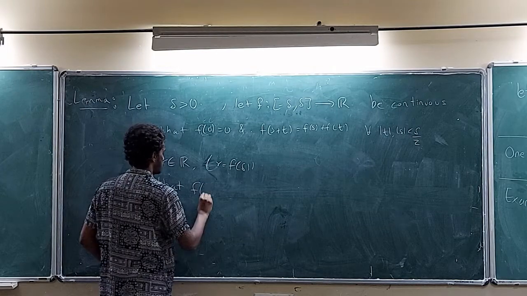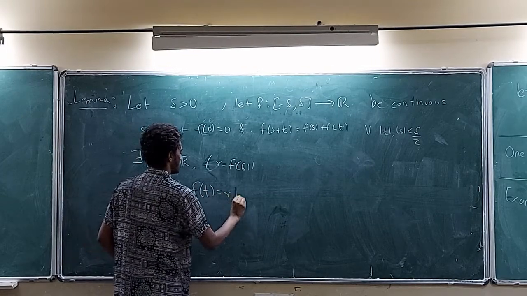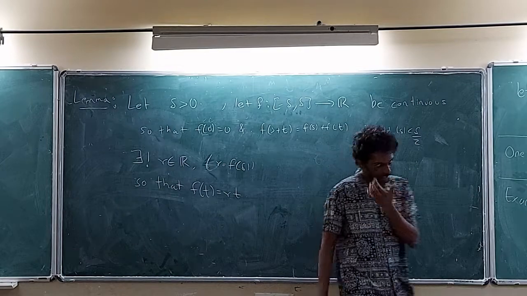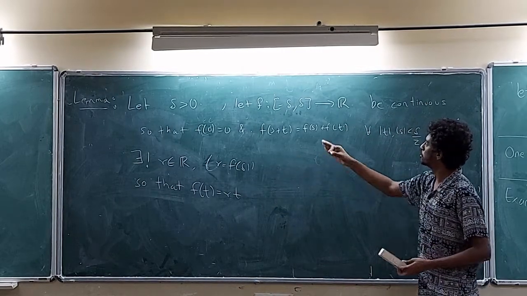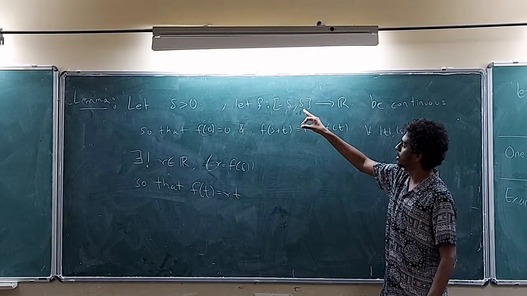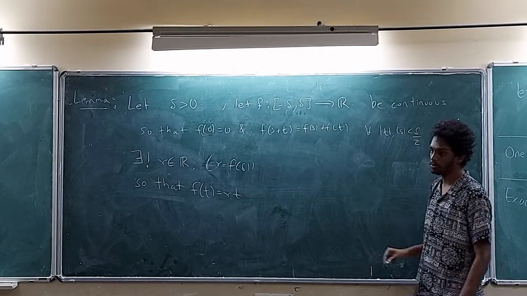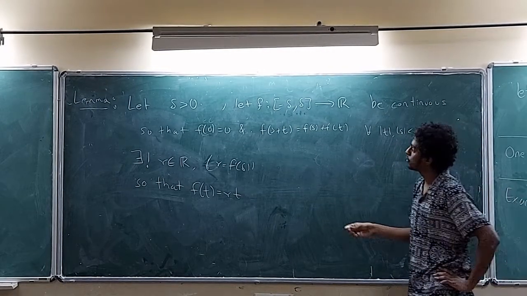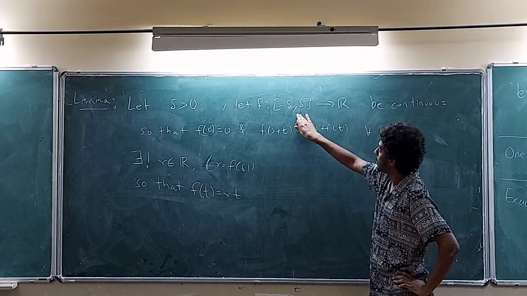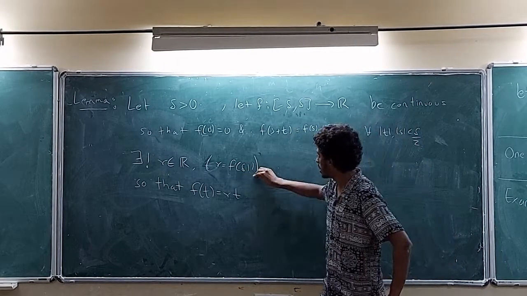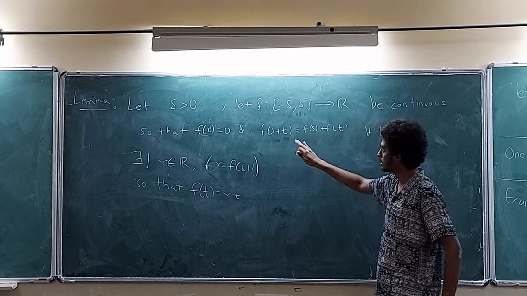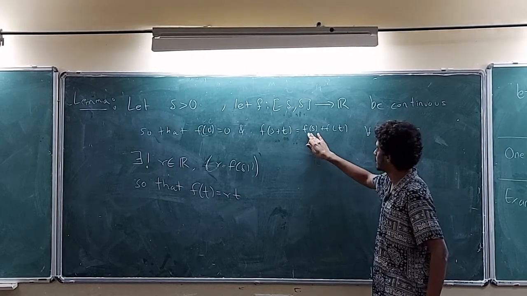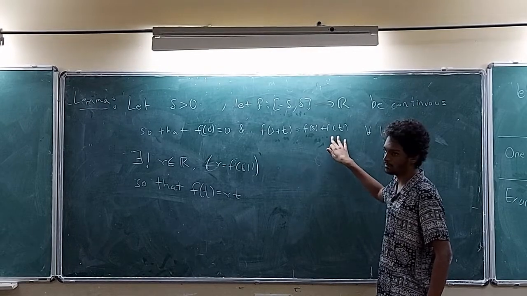f of delta is equal to r, right? And again, you can see that the additivity can be imposed. We can break this delta down. We won't be able to show it on the rationals directly, but once we have that f of delta is equal to r, we can show that f of delta by 2 plus delta by 2, which is f of delta, is equal to r, and that is 2 times f of delta by 2.